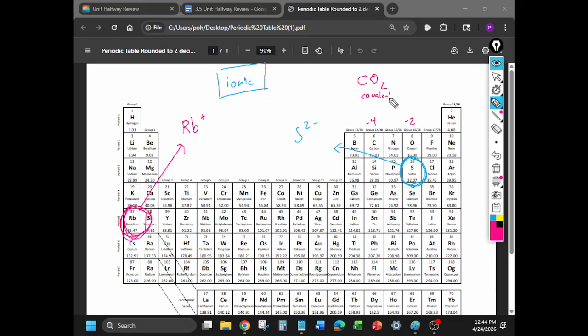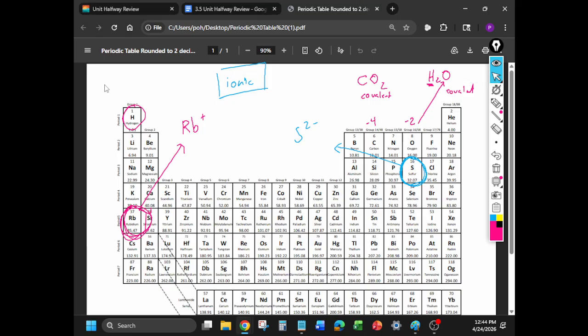And again, the exception is going to be the ones that have hydrogen. So water, H2O, it has hydrogen, which is a nonmetal. O wants to be -2, so this is also going to be covalent. Okay, so just keep that in mind. Hydrogen is the one that kind of messes up that pattern, but that's how you can determine ionic or covalent. So you'll have one question like that on your exam May 4th.